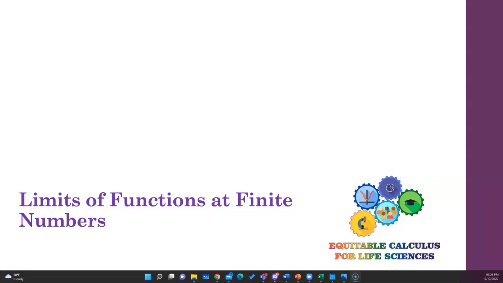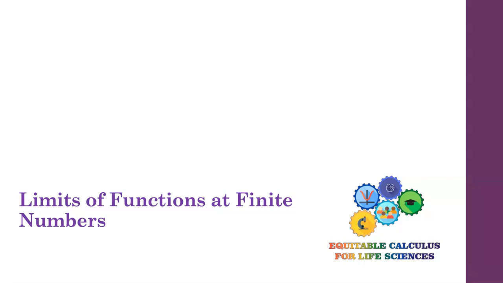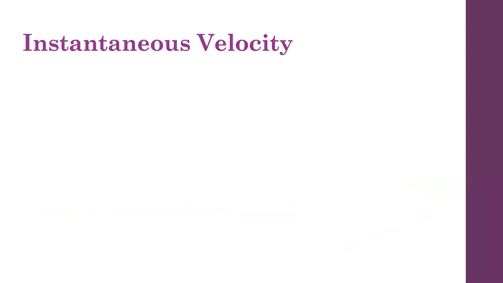In the last section, we examined what happens to the value of a function as x gets very, very large. In this section, we're going to look at what happens to the value of the function as x gets close to a finite number. We'll start this discussion by looking at the concept of instantaneous velocity, in the particular case of a falling object.